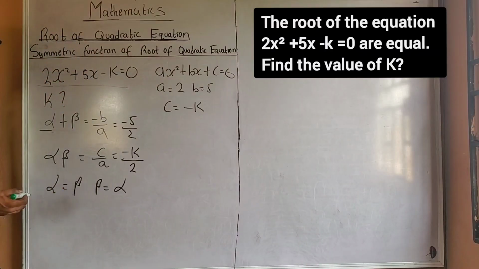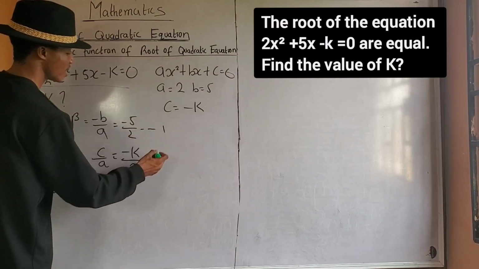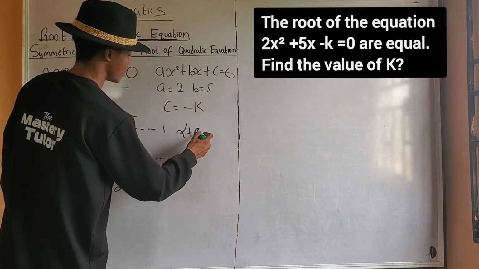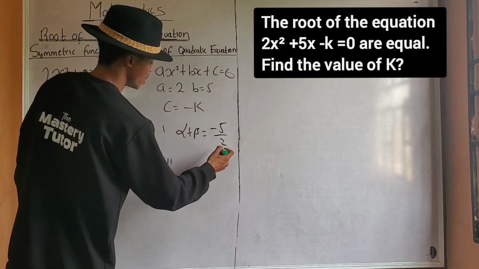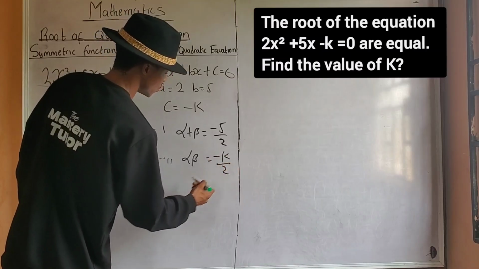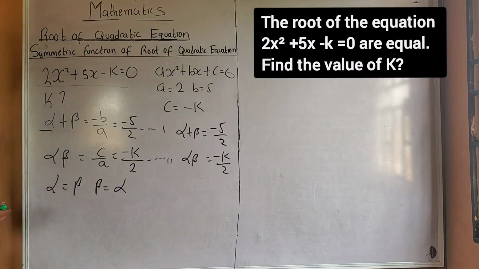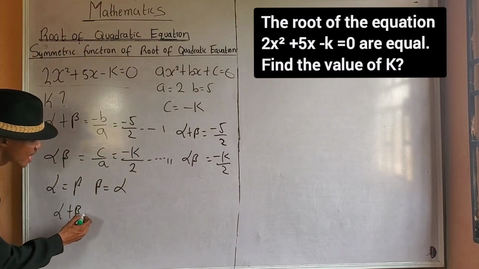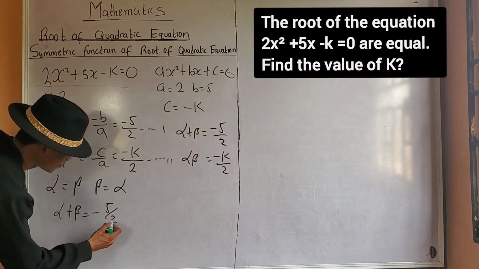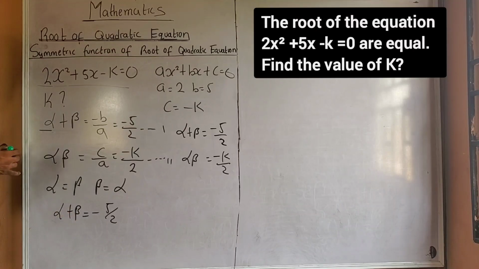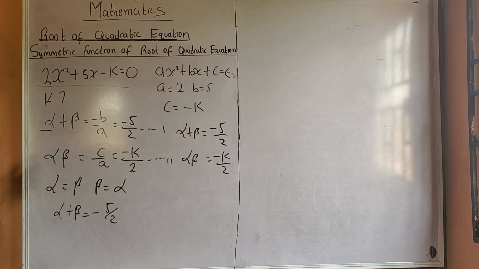Also, beta is equal to alpha. Do you understand? So let me call this one equation 1 and this one equation 2. Equation 1 is alpha plus beta equals negative 5 over 2. And equation 2 is alpha beta equals negative k over 2. Okay, from equation 1, listen to me. Alpha plus beta equals negative 5 over 2. I can replace the value of beta as alpha because from the question, we are told that the roots are the same.